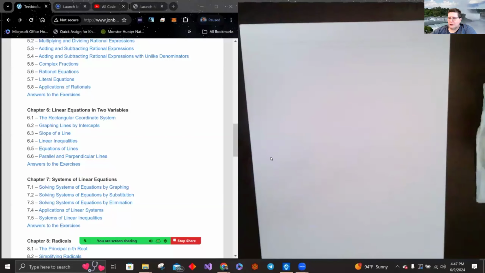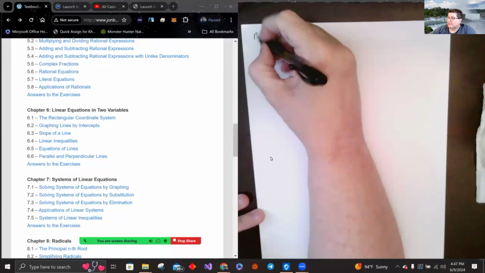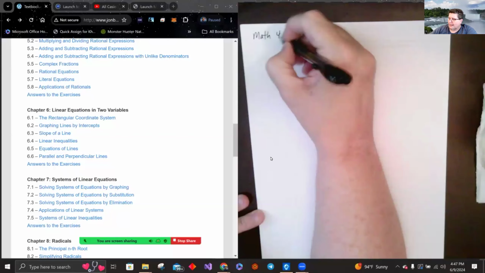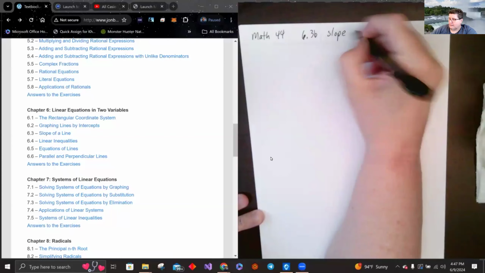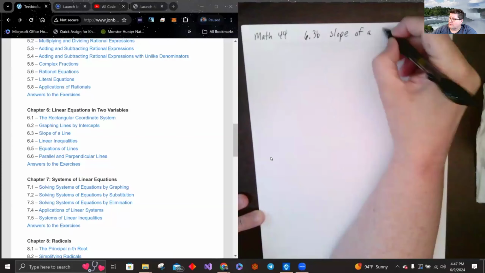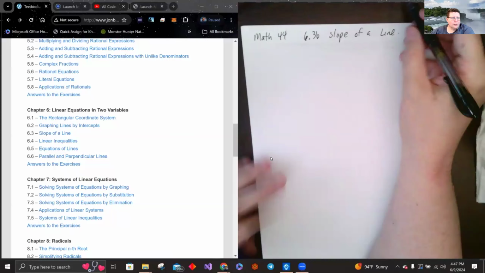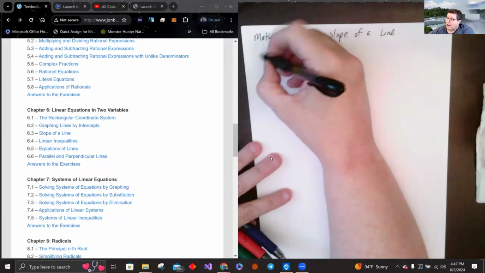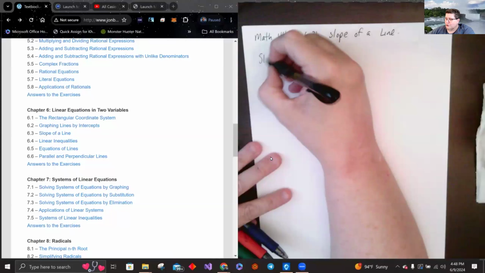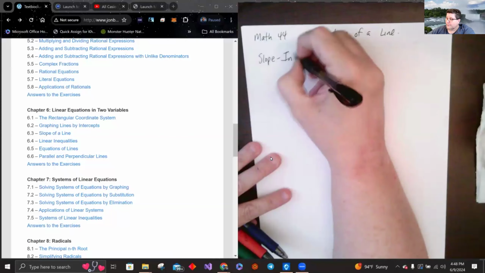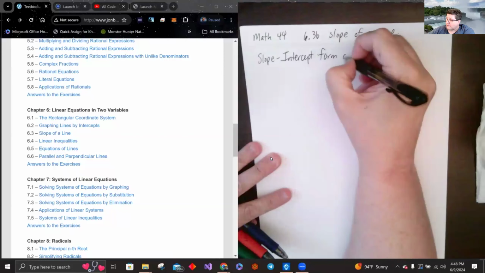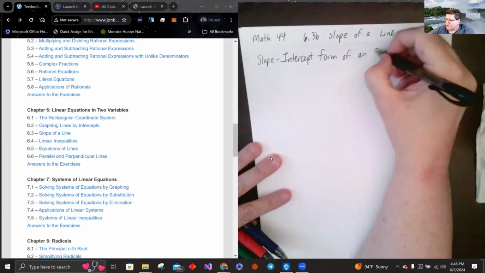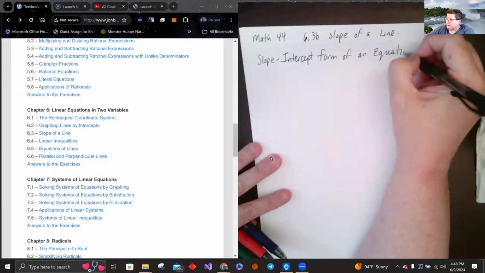We're going to continue 6.3. We are looking at the slope of a line, and in this one, we're going to look at the slope-intercept form of an equation. You actually graphed one of these earlier.